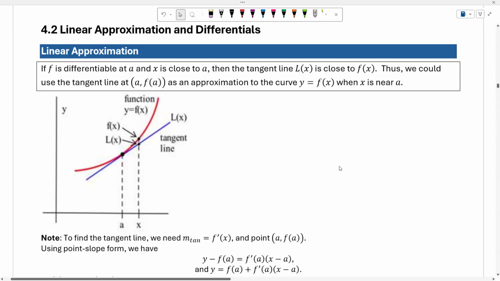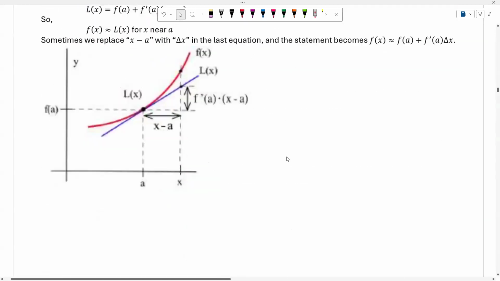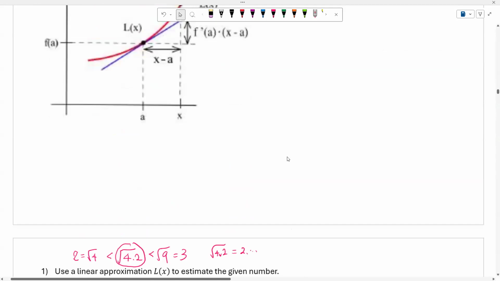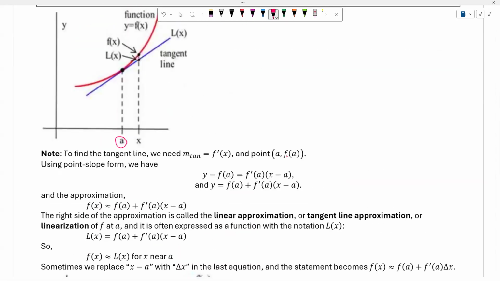First of all, we need f to be differentiable at a, and x is close to a. Now in our example, what is a and what is x? You could consider that a is 4. Again, using the example that we have here, we want to approximate the square root of 4.2. a is equal to 4, and x is the number that we would like to evaluate, meaning the input that we are using.